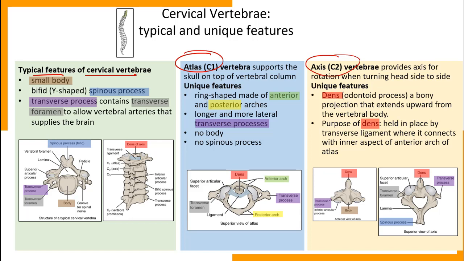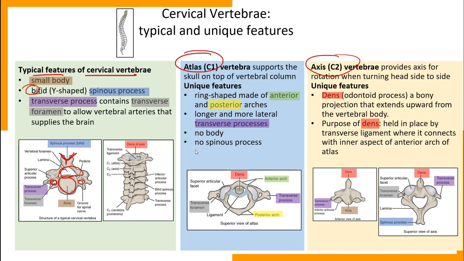In terms of a typical cervical vertebra, you can see the body is quite small. You can see that the spinous process is bifid. Bi means two, so it's divided in two, so it's got a Y shape. You can see that the transverse process has a hole in it on both sides, and that allows vertebral arteries to go through, and the vertebral arteries supply the brain, right? And then you can see that the vertebral foramen is actually quite large, because at this stage, right underneath the head, the spinal cord is quite thick.